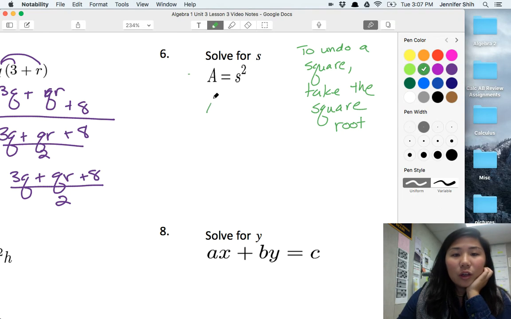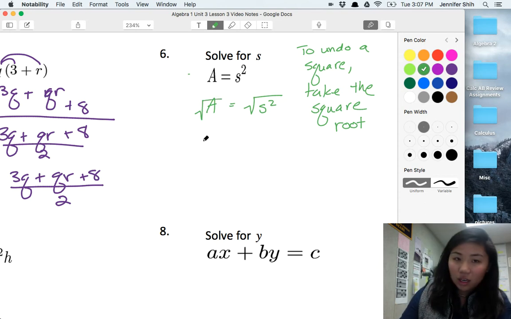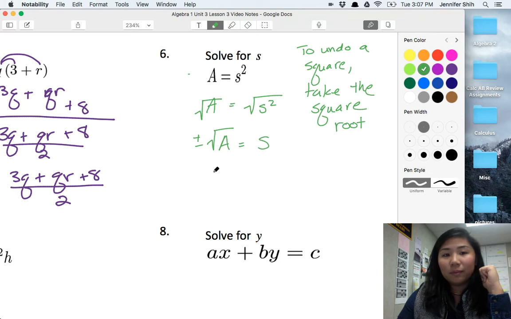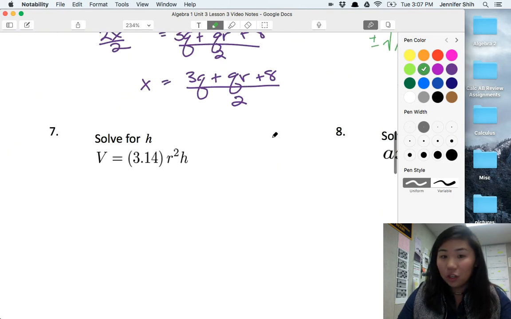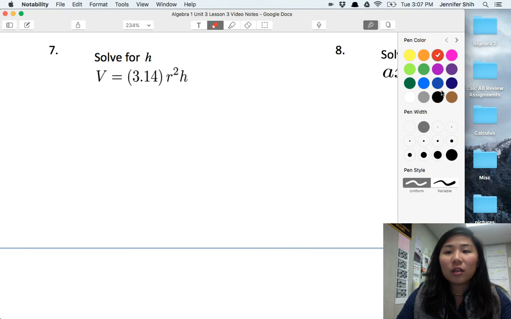So you're going to take the square root of s squared, and what you do to one side, you have to do to the other side. So you're going to get plus or minus the square root of a is equal to s. And that's it. Not too bad. It looks kind of weird because of these square roots, but this way you have isolated s. Two more problems. Change to a different color.